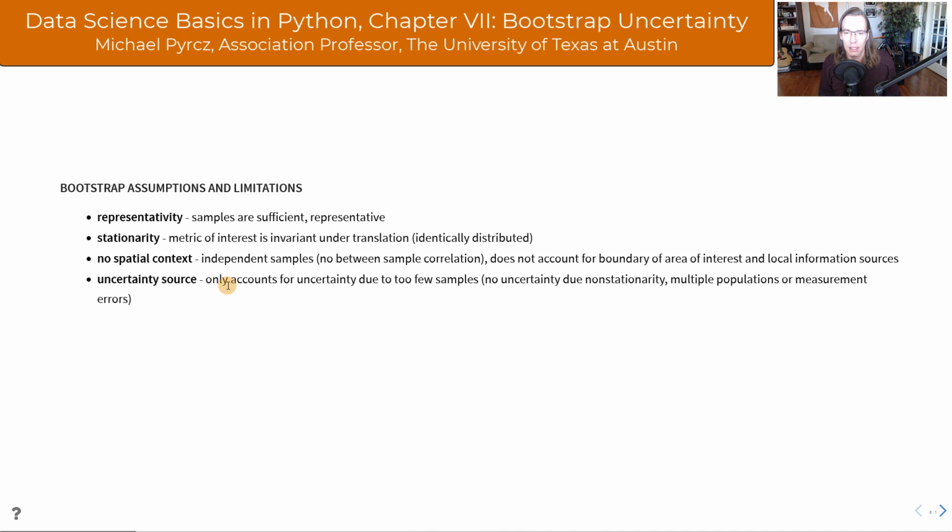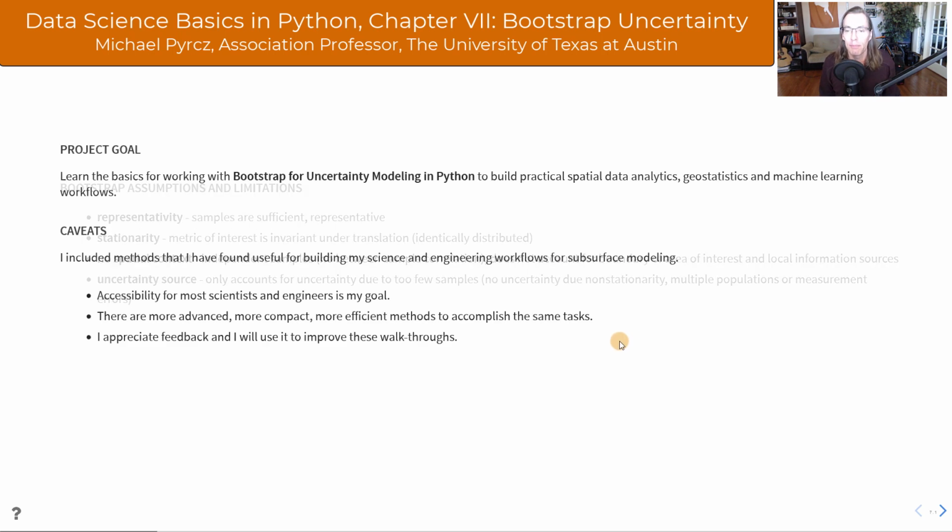Uncertainty source. It only accounts for the uncertainty due to too few samples, and that is not the only source of uncertainty. No, not for our spatial data. We have all kinds of uncertainties related to the fact that there is non-stationarity. Multiple populations are being mixed together. Measurement errors. Interpretations of the data. There are so many sources of uncertainty. This is only capturing the component related to sparsity, or I should say paucity, of the data.